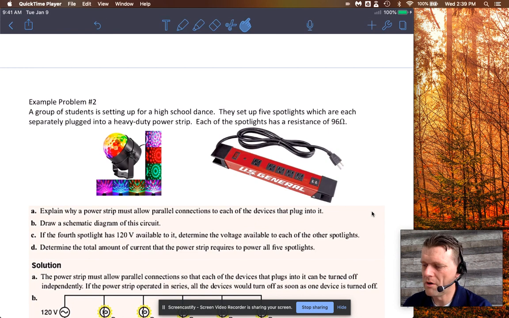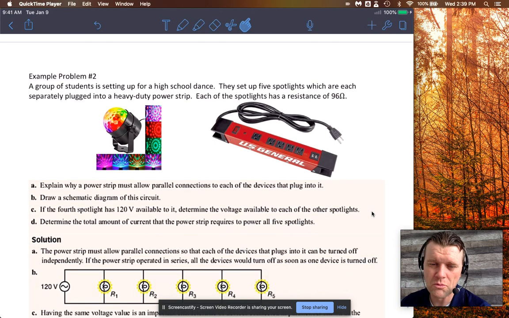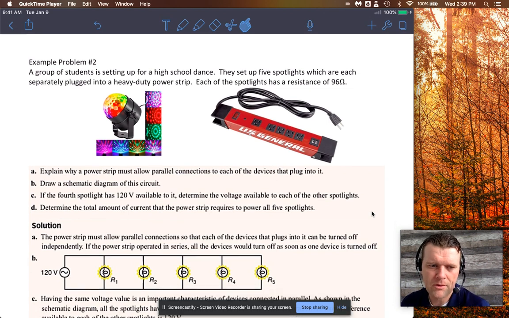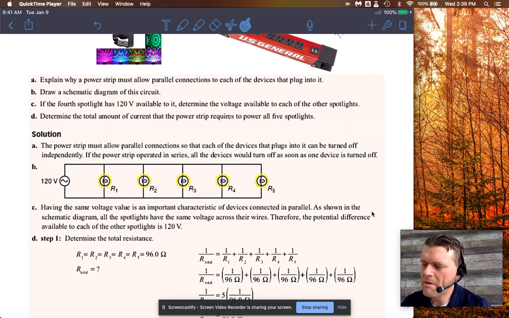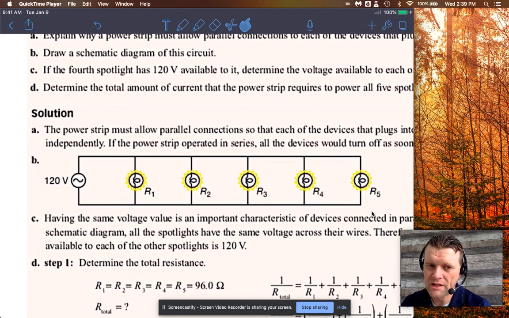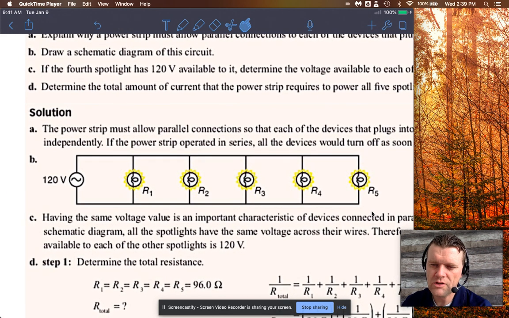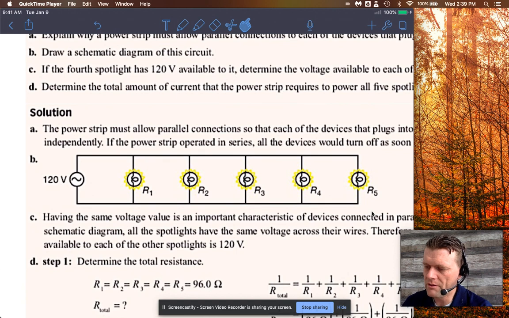And it's really easy to do on a power strip, as this shows. I think the question deals with 5 lights like this, and if you plug all 5, each one can have its own circuit because of the power strip or the power bar, okay? As a schematic, the drawing would look like this, because you'd have 120 volts as your source, and then each spotlight would have its own circuit, okay?